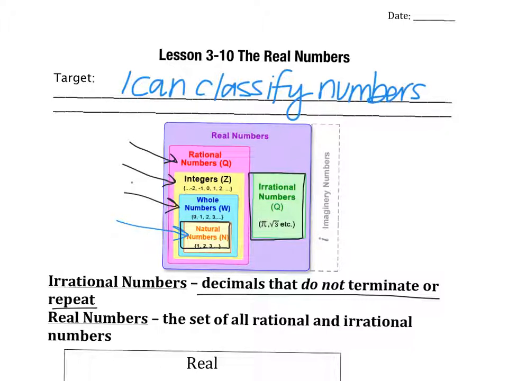So like the number pi, and also like the square root of any number that's not a perfect square. So like square root of 17, square root of 19, square root of 20. Those would be irrational numbers. They go on forever without repeat. The real numbers are the set of everything. So all the rational, all the irrational, all the ones that we've spoke of so far.